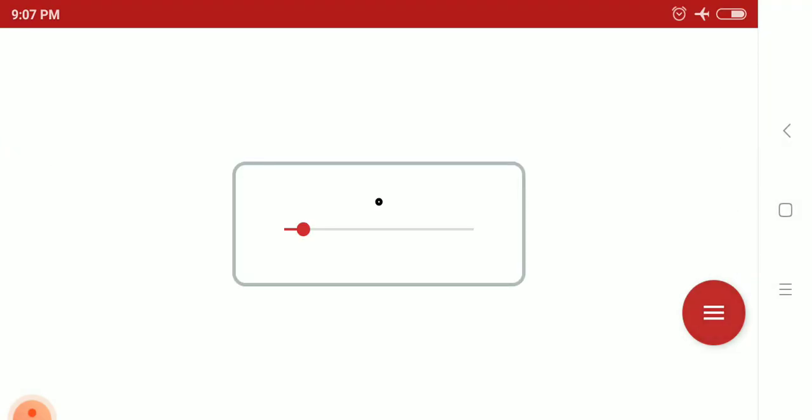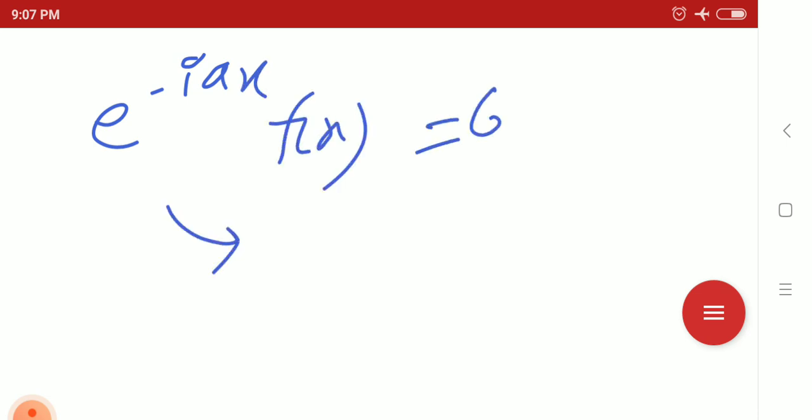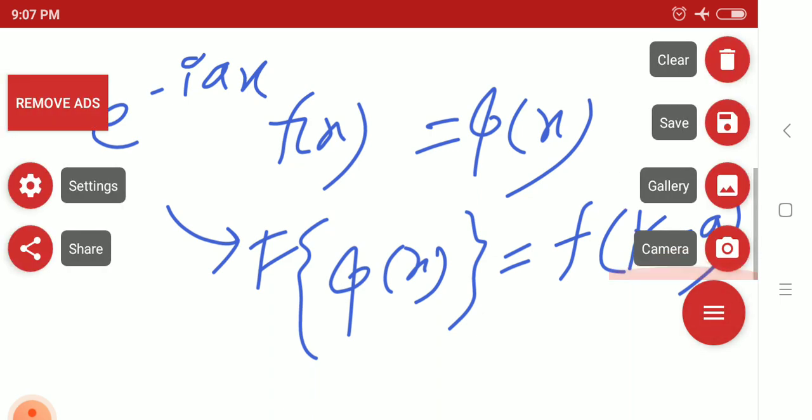Similarly, another shifting property is e to the power minus iota ax f of x. If it is a function, suppose phi of x, what will the Fourier transformation of phi of x be? E to the power minus iota x f of x. So the Fourier transformation of it will be f of k minus a. Okay, so let us discuss another property.